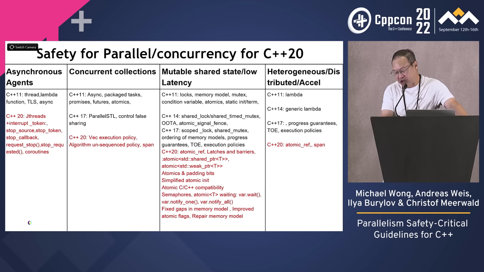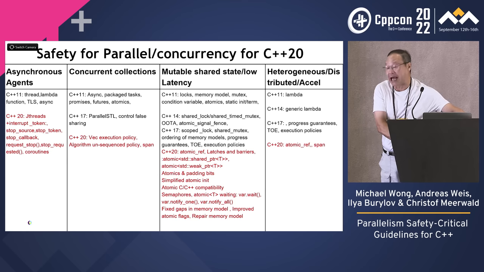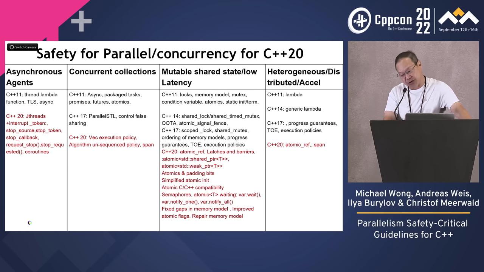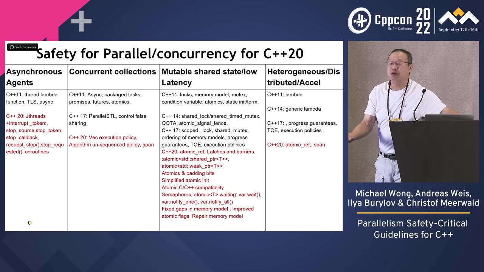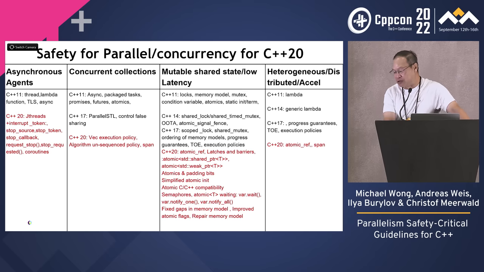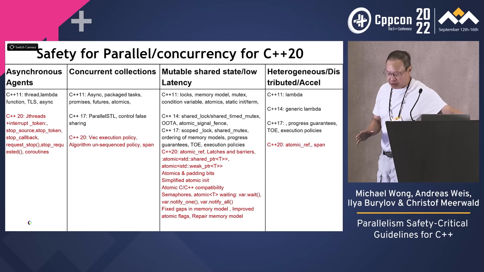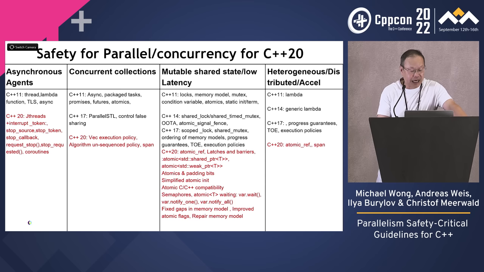under concurrent collections, you'll see things that are much more obscure, like the vec execution policy and the algorithms unsequenced policy, as well as span. I put span in that because, in a way, the capability span enables the ability to work with concurrent collections. And then across to the right, you see we've added a lot for mutable shared state and low latency. In that space, we have things like atomic ref, barriers.